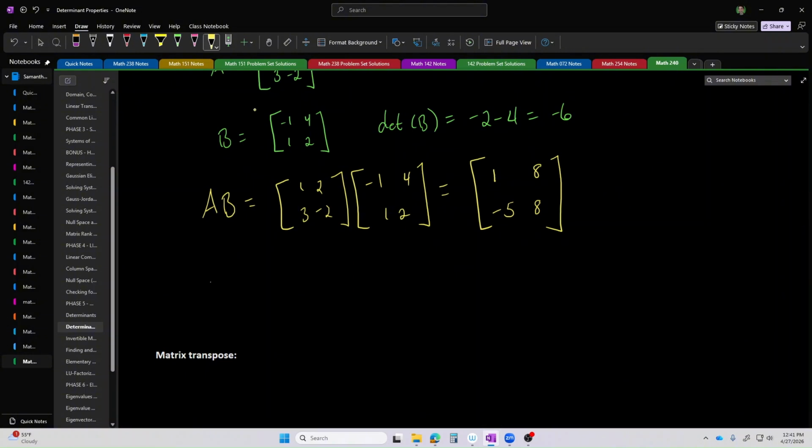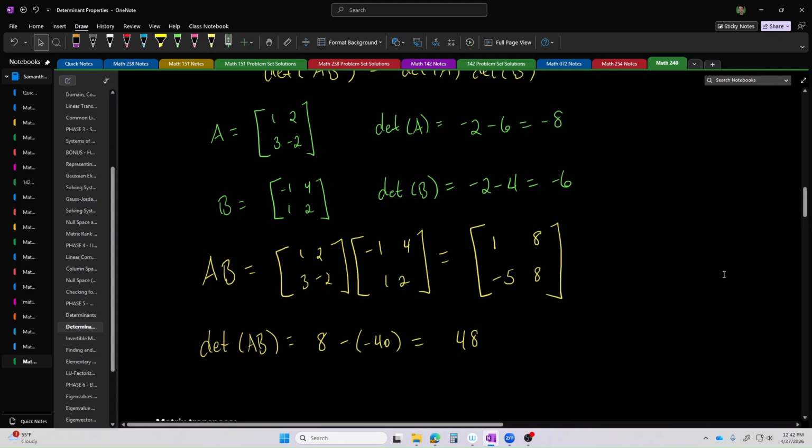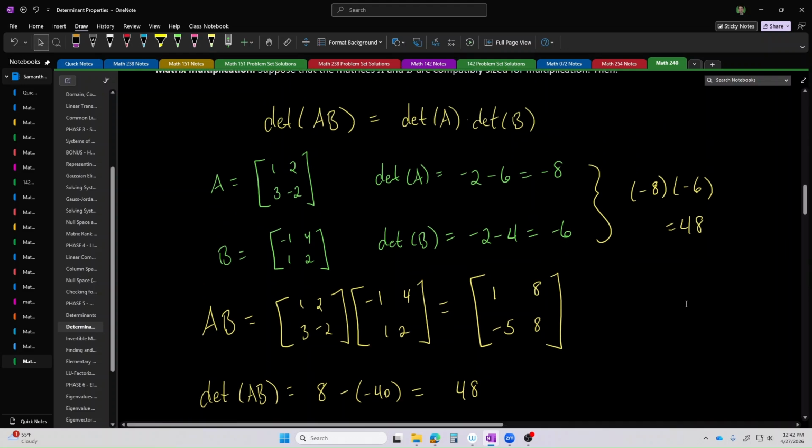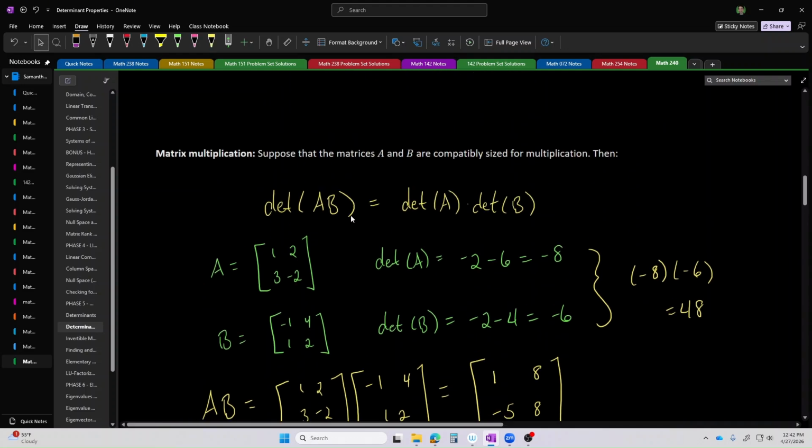So now if we calculate the determinant of this product, A times B, it would become 1 times 8 minus -40, and the result being 48 makes sense, 48 being also equal to the product of the determinant of A, -8, and the determinant of B, -6. So that's a little example to demonstrate the validity of this equation here.